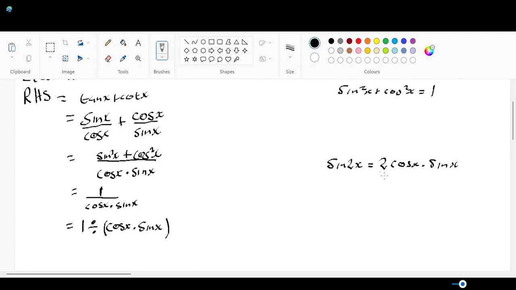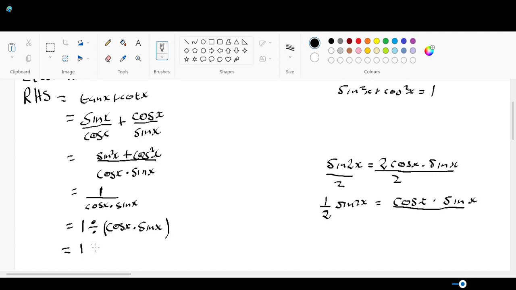Okay, let's continue. So if you want to make cos x multiplied by sine x the subject of the formula, you have to divide by 2 both sides. If you divide this side by 2, obviously this is going to be half sine 2x, and that is equal to cos x multiplied by sine x. As you can see, this is the same as what we have here in our problem. So meaning we can say half sine 2x when we come to this one.